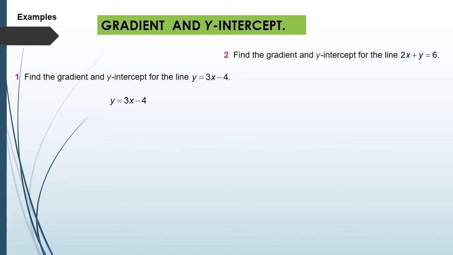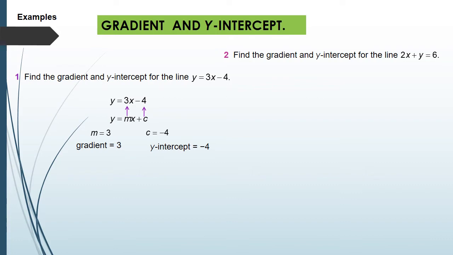Now, to determine the gradient and the y-intercept given the general formula y equals mx plus c, we are told to find the gradient and y-intercept of this line, y equals 3x minus 4. When we compare it to the general form, we see that m, which is the gradient, is 3, and c, which is the y-intercept, is minus 4. So that gives us a gradient of 3 and a y-intercept of minus 4.